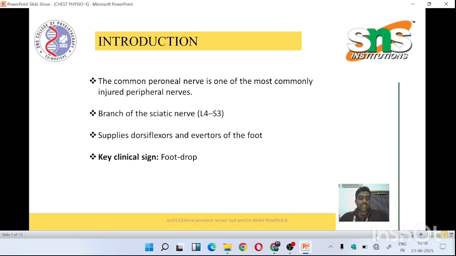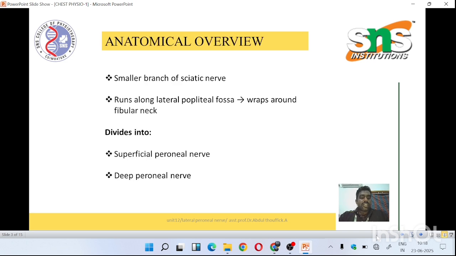First, an anatomical overview. The common peroneal nerve is a smaller branch of the sciatic nerve and runs along the lateral side of the popliteal fossa, wrapping around the neck of the fibula. It divides into two branches: the superficial peroneal nerve and the deep peroneal nerve. This anatomical pathway, especially where it wraps around the fibular neck, is where it becomes most vulnerable to injury.